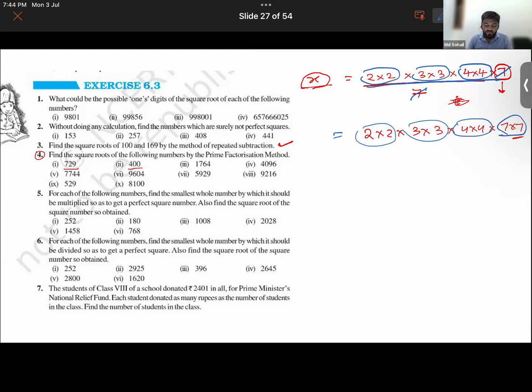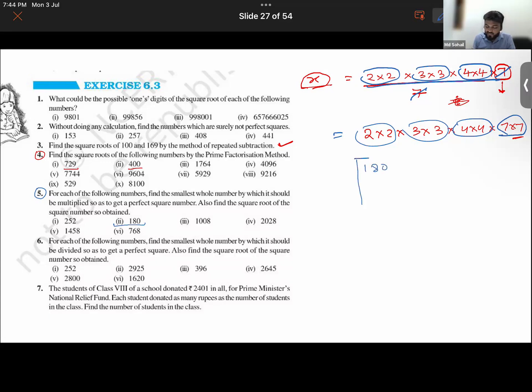Okay, shall we move ahead then? Yes, sir. See question number 5. For each of the following numbers, find the smallest whole number by which it should be multiplied so as to get a perfect square number. Also find the square root of the square numbers you obtained. Okay, so take one example out of it. Take question number 2.